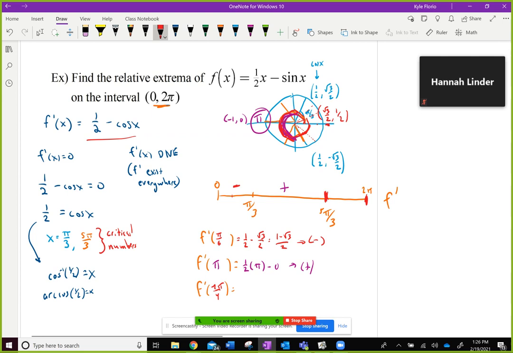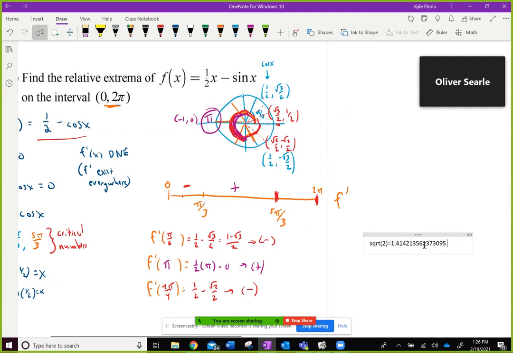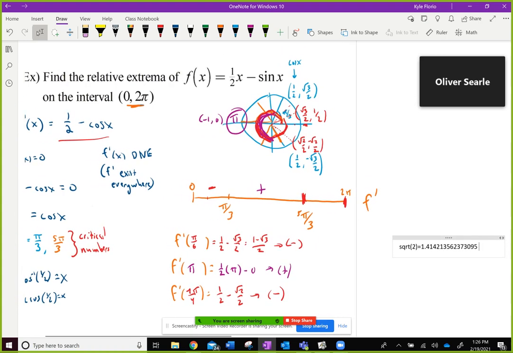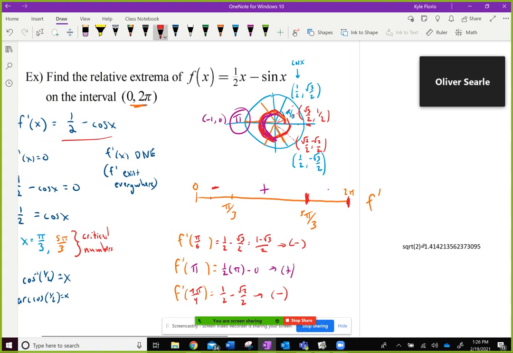So the derivative is 1/2 minus cosine of 7 pi over 4. The cosine of 7 pi over 4 is root 2 over 2, right? So is that going to be positive or negative? It's going to be negative. Square root of 2 is 1 point something, right? Yeah, the square root of 2 is definitely bigger than 1. Square root of 2 is about 1.4. So that's negative. Yeah. All right.